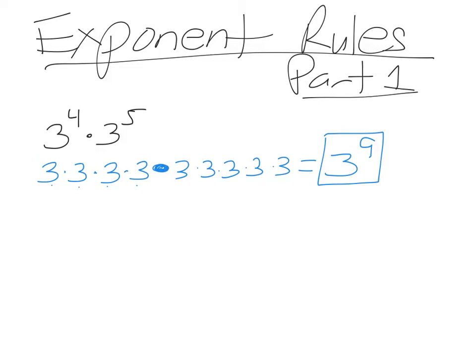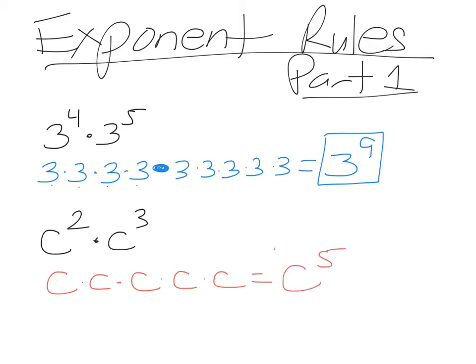Take a look at this. If I said what is c squared times c cubed? Well, we know c squared is c times c, and c cubed is c times c times c. That's actually 5 c's being multiplied together. So that's going to be c to the 5th power. So c squared times c cubed is c to the 5th power. Okay, that's not bad.